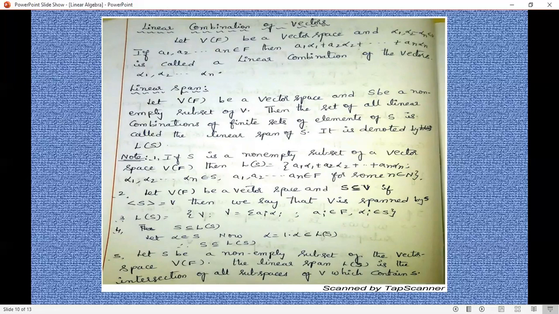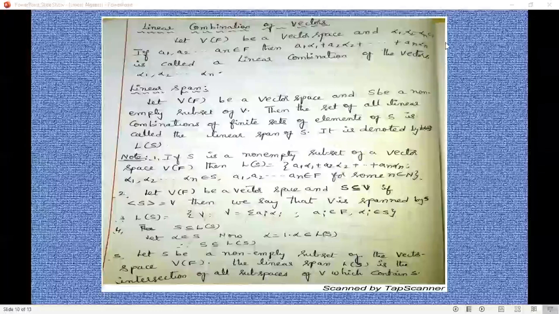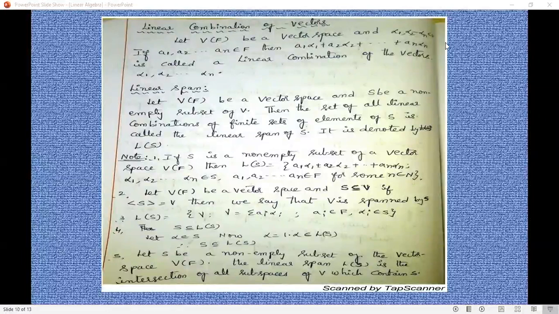Let V of F be a vector space and alpha 1, alpha 2, so on alpha n belong to V. If A1, A2, so on An belong to F, then A1 alpha 1 plus A2 alpha 2, so on An alpha n is called the linear combination of the vectors alpha 1, alpha 2, so on. Have you understood? You take the elements in vector space V of F and the scalars in F and combine them this way: A1 alpha 1 plus A2 alpha 2 plus so on An alpha n. This is the linear combination of vectors alpha 1, alpha 2, so on alpha n.